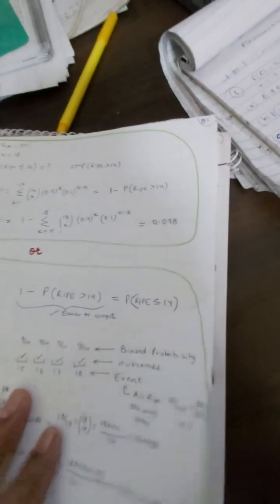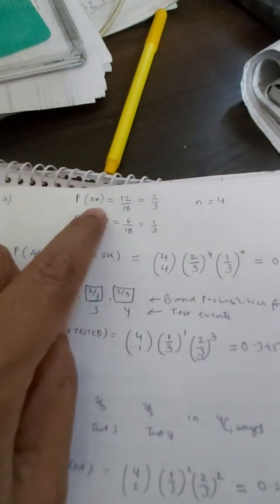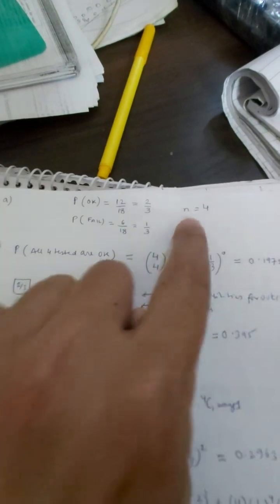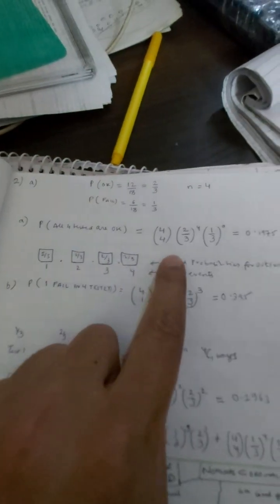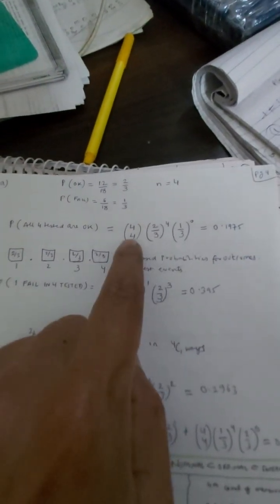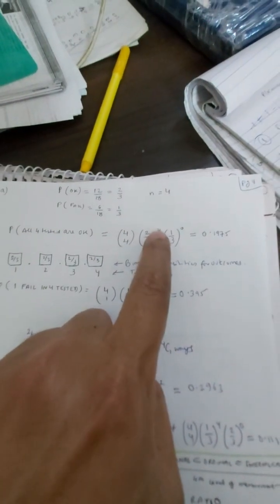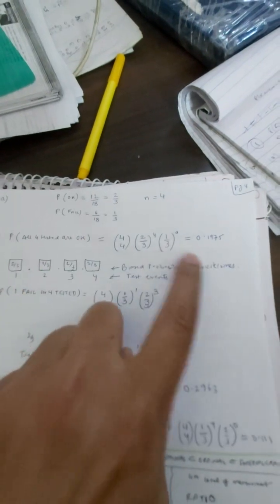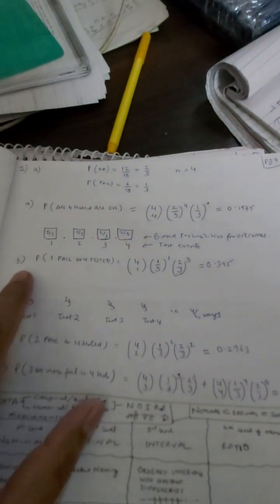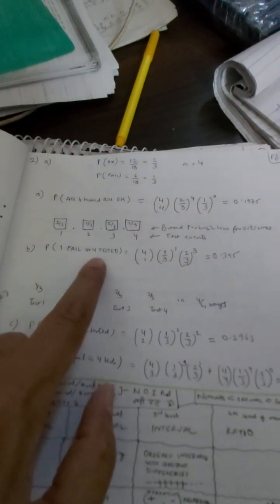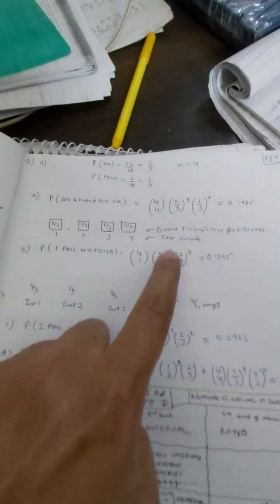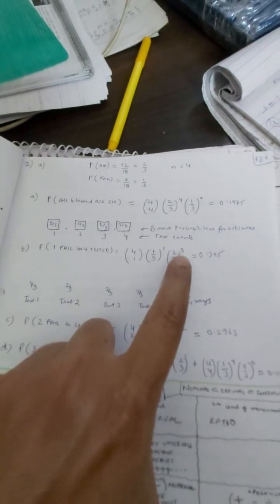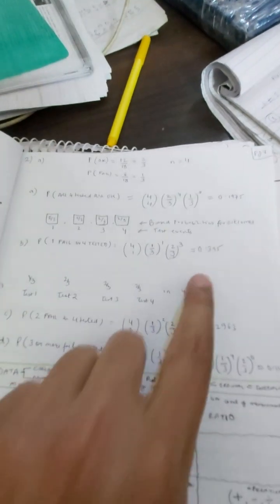So this is the probability of OK and the probability of violation. 6 out of 18 and n is 4. All 4 test OK will be given by this. For all 4 test OK, probability of violation, and this is the answer. So the B part is asking 1 fail in 4 tested, 4 choose 1, failure this, and success this, violation this one. This is the answer.